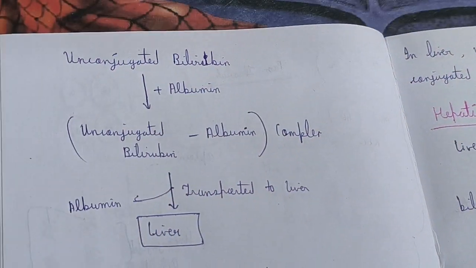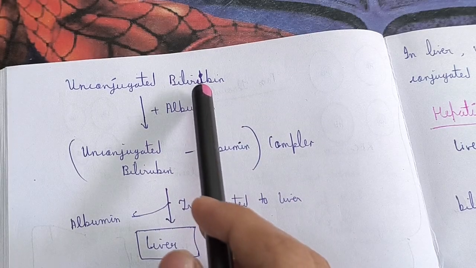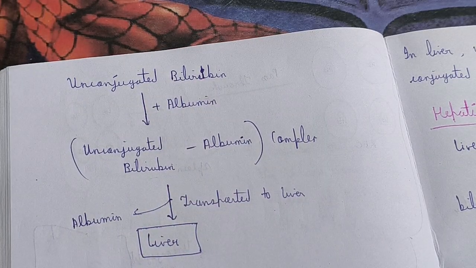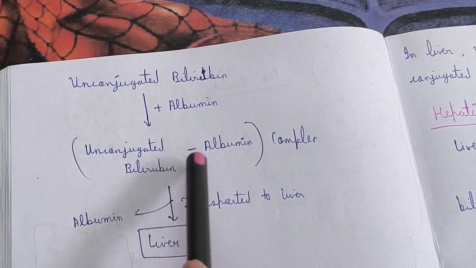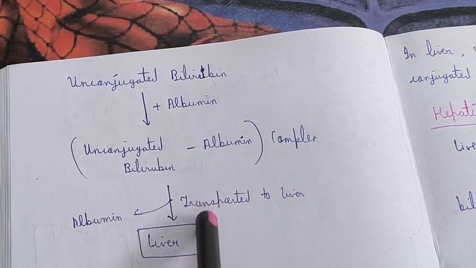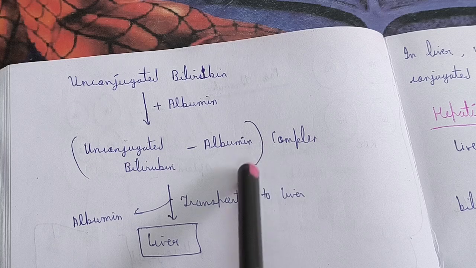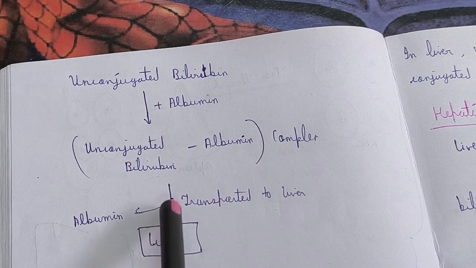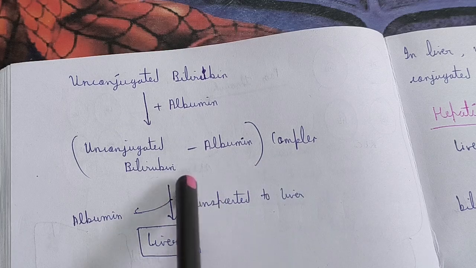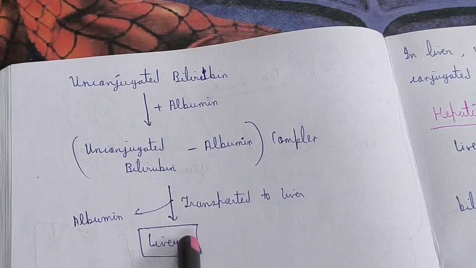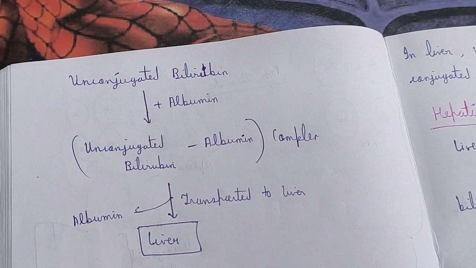First of all, unconjugated bilirubin forms, and this unconjugated bilirubin binds with albumin to form an unconjugated bilirubin-albumin complex, and then this complex reaches the liver. Before reaching the liver, the albumin is released, and in this way unconjugated bilirubin is transported to the liver, and it reaches the liver.